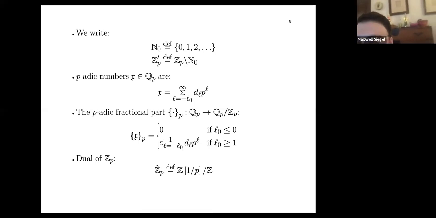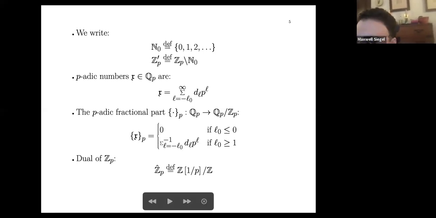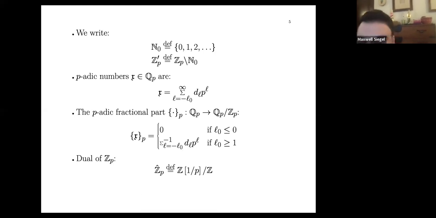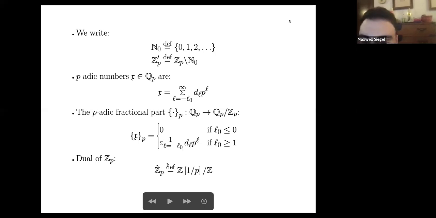Viewing elements of Qp as formal Laurent series in the variable p, every p-adic rational number x is uniquely expressible like so for some integer L0. The p-adic fractional part is the canonical projection from Qp onto Qp mod Zp, and it's given like this. We note that the fractional part is always going to be a p-power denominator rational number in the interval [0, 1), and when equipped with the operation of addition modulo 1, this set becomes a group denoted Zp hat. This is the Pontryagin dual of Zp.